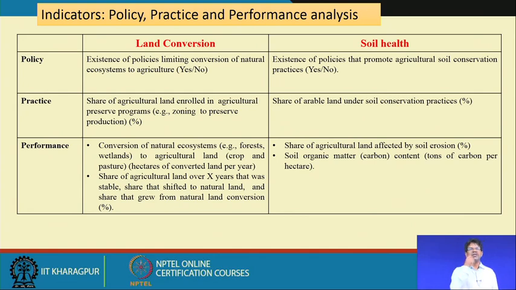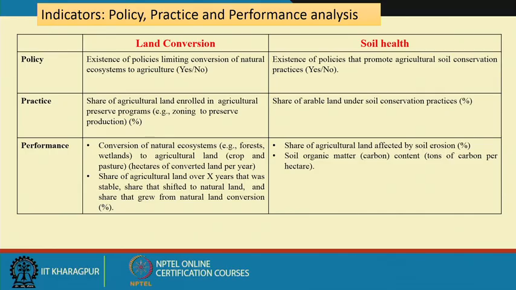Then we can have performance evaluations like the conversion of natural ecosystems, like forest lands, to agricultural land, and you can have the share of agricultural land over x years that was stable, the share that shifted to natural land, and the share that grew from natural land conversions. So, this type of performance analysis indicates how we can check the conversion of forest lands to agricultural lands, or check the activities of deforestation.